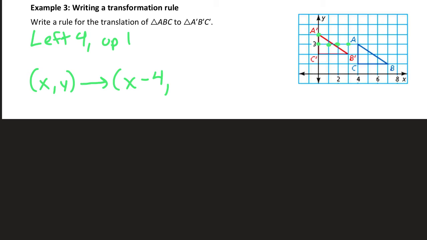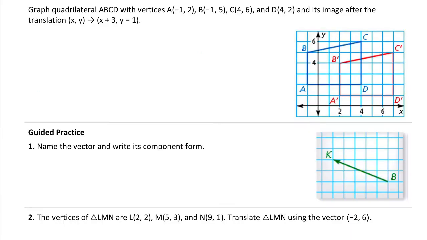To show up 1, I took all my y values and I added 1 to them. So that would be the rule for this transformation. Okay? It was left 4, up 1, to reverse that.